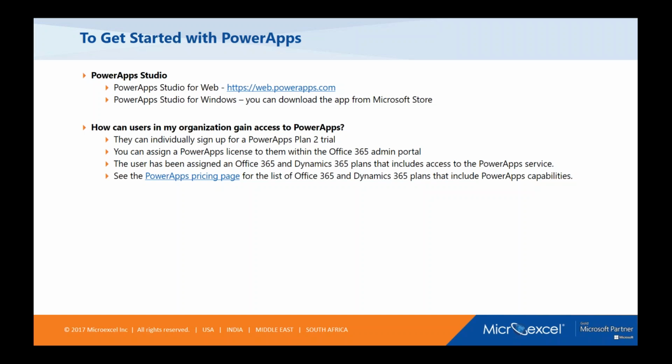The way you reach PowerApps Studio for Web is from your portal.office.com. For users who are familiar with interacting with Office 365 in the browser, you're going to have an app launcher on the left top corner. Click on the app launcher, click on the PowerApps icon. That's going to take you to the PowerApps Studio for Web.